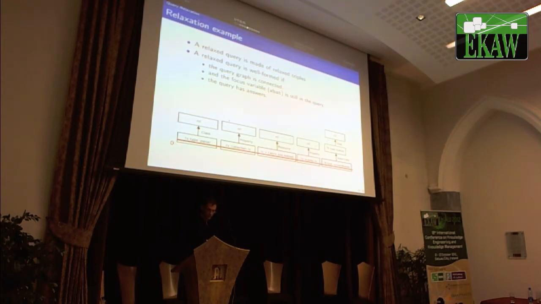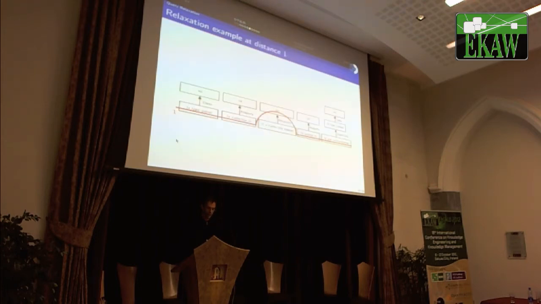So I take the same diagram as previously. The red line, you can see it as a string that goes through the triples that you want to retain. So if you take all the initial triples, then the number of relaxations that have been performed is zero. And then if you take this relaxed triple instead of this one, then you have performed one relaxation.